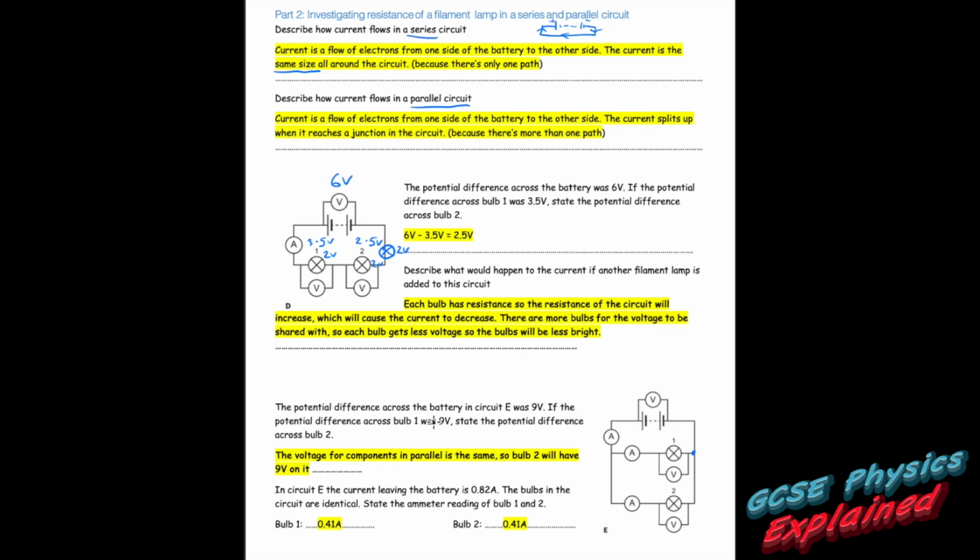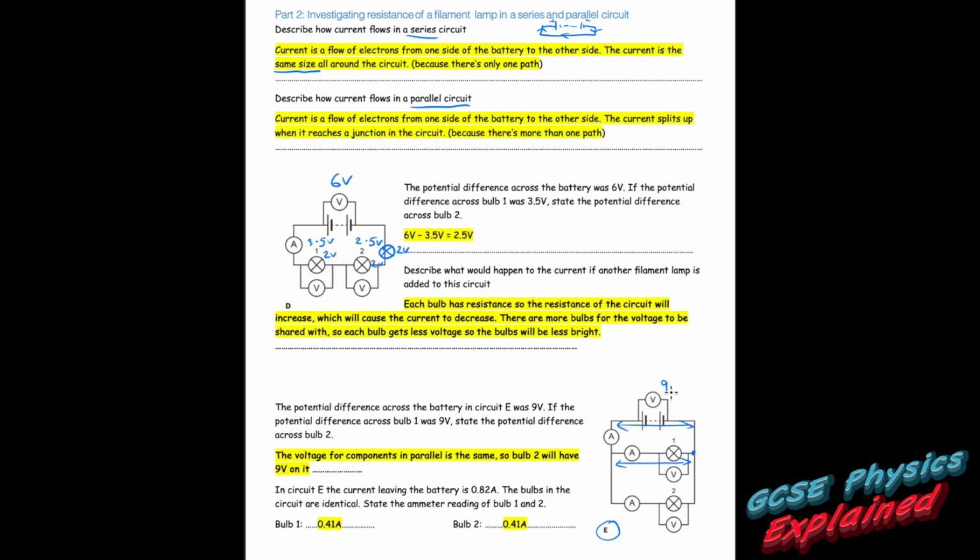The potential difference across the battery in circuit E was 9 volts. So that's this. If the potential difference across bulb 1 was 9 volts, state the potential difference across bulb 2. Well, in a parallel circuit, the voltage across each branch is the same as the voltage across the battery.